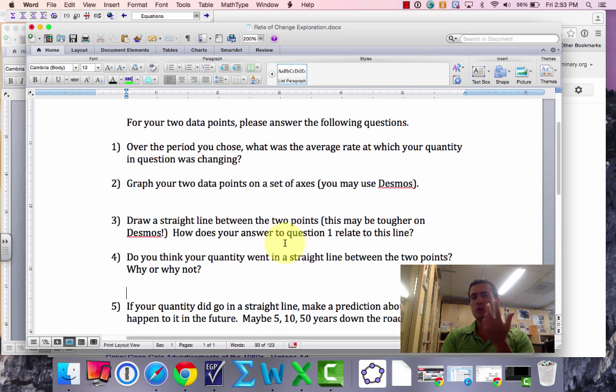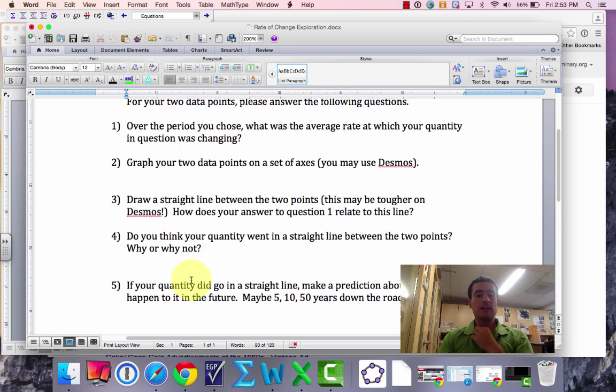And then the question is, you just drew a line between those two points. Do you think that's actually how your quantity behaved? If we're talking about the price of a can of Coke, do you think that it linearly increased from this price in 1960 to that price in 2000? Do we think that it kind of wavered or went up and down? Who knows? This is up to you.